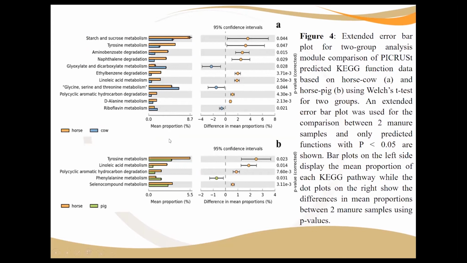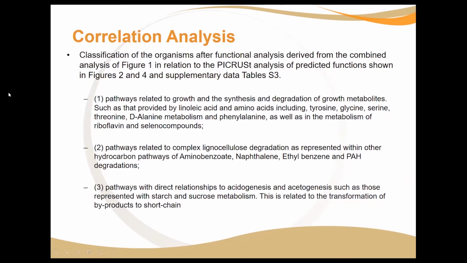And this is still one of the extended error bars that actually highlighted the different metabolisms that we focused upon and how varied they were with the different samples. The correlation analysis that we carried out is quite broad. That's why I couldn't put it into the table. But for this particular correlation analysis, we focused on three major areas. We looked at pathways that were related for these microorganisms to growth and synthesis and the degradation of growth metabolites.